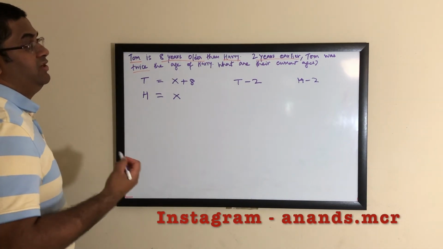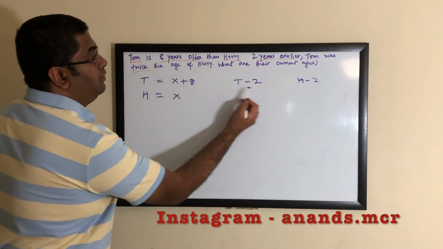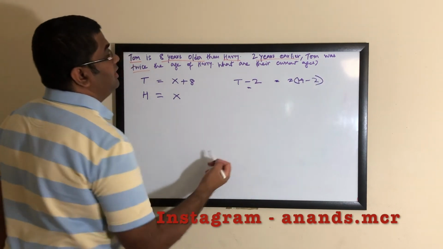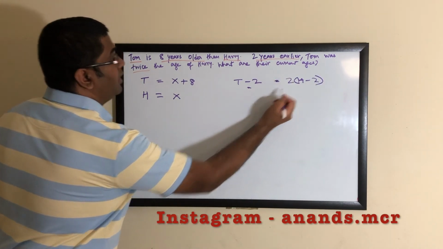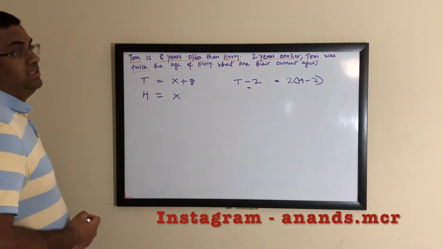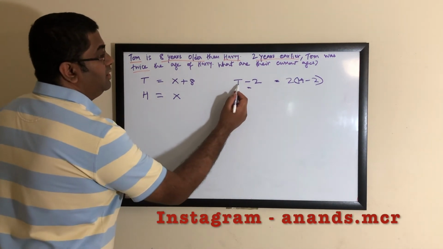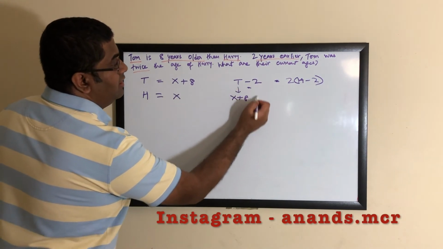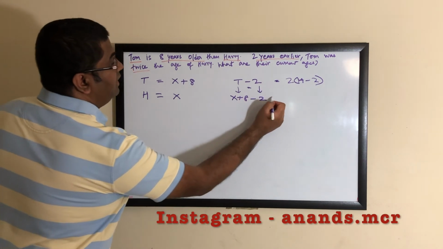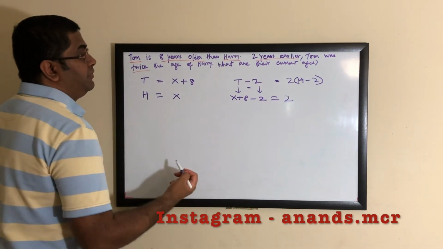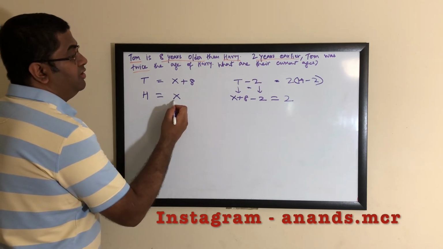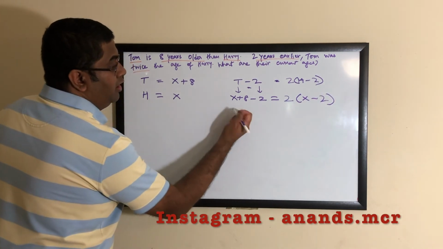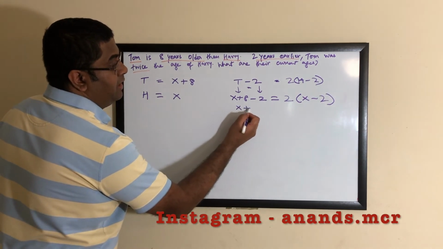And the statement that we have is 2 years earlier, Tom was twice the age of Harry. So he is 2 times the age of Harry. Now let's actually substitute the variables and see how the equation comes out to be. Tom, we know, is x plus 8 here. We take minus 2 from here, is equal to 2 times Harry, we know we have assumed the age to be x, so which is x minus 2. Now this is x plus 6.